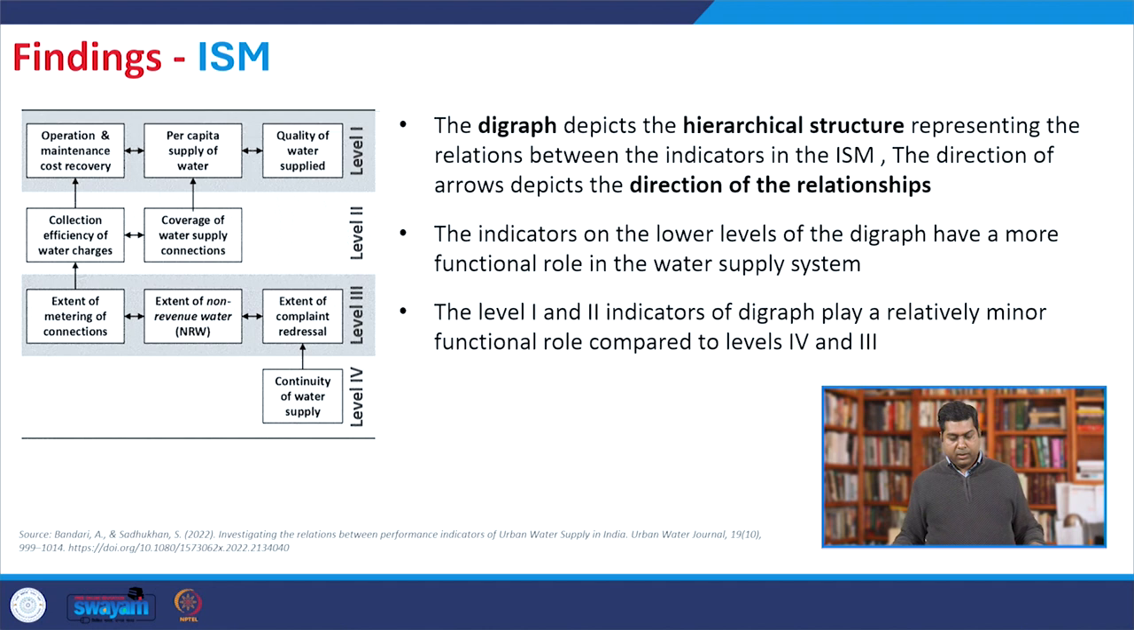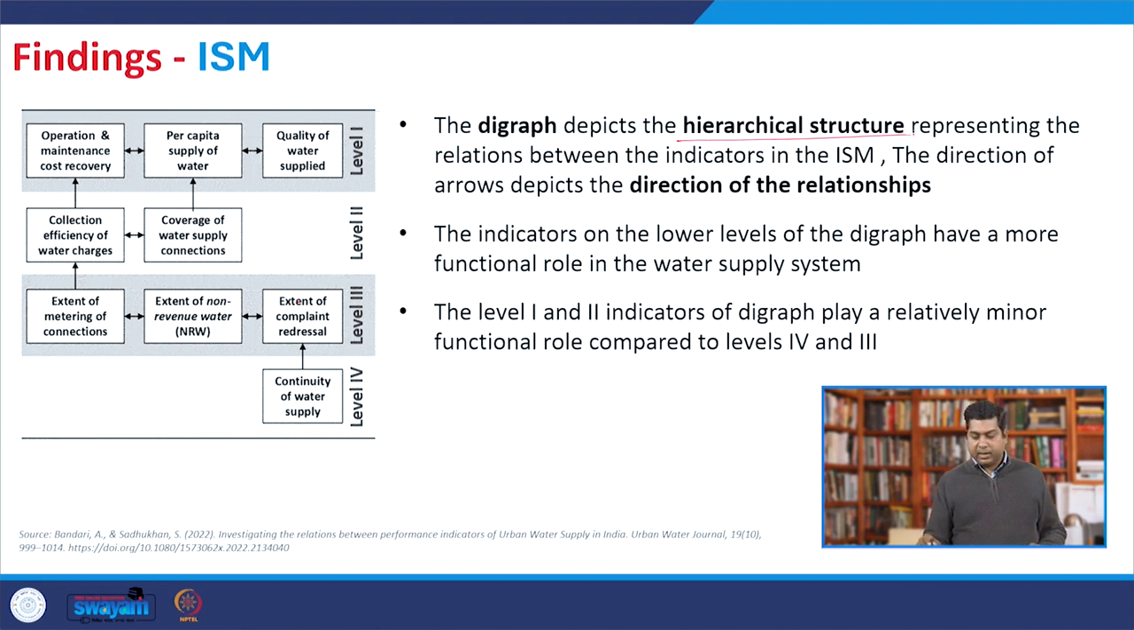So, here if you see this particular diagram, it has four levels. In level 1, we have the quality of water supplied, per capita supply, and then operation and maintenance recovery. Then in level 2, we have the collection efficiency and coverage. In level 3, we have extent of metering, NRW, and the extent of complaint redressal, and in level 4, we have the continuity of water.